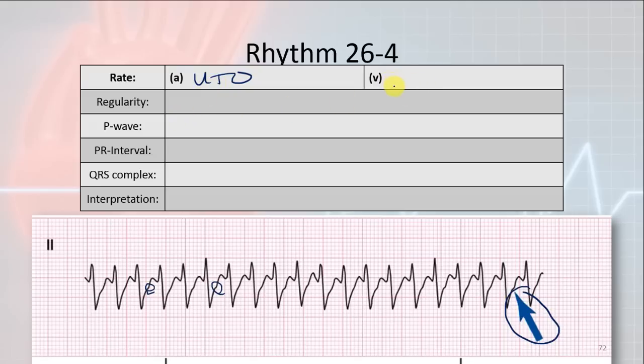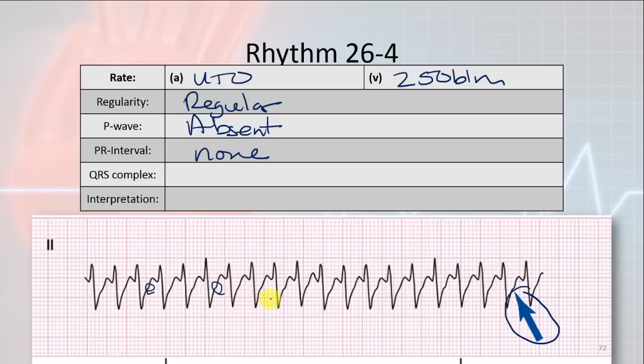I previously calculated the heart rate, the ventricular rate, which is about 250 beats per minute. Regularity is going to be regular. P waves. We don't identify P waves unless you want to use the book, which unfortunately we're not going to have little arrows on our 12 leads to show us where the P waves are. So we're going to say that the P waves are absent. The PR interval is going to be none.